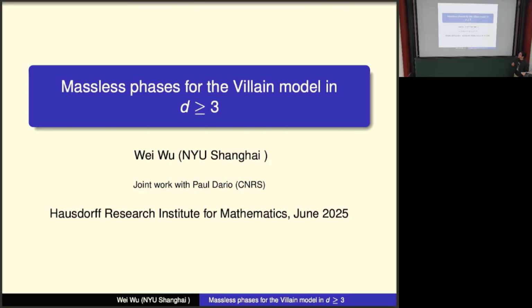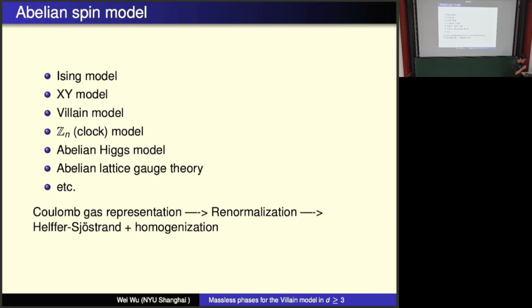So I'm going to talk about, this is going to be a statistical mechanics talk. I'm going to talk about the Villain model, which I will define, and this is joint work with Paul Dario, who is in Paris. So this talk is about one particular model called the Villain model, but in fact, there's a class of models in statistical mechanics that I want to mention.